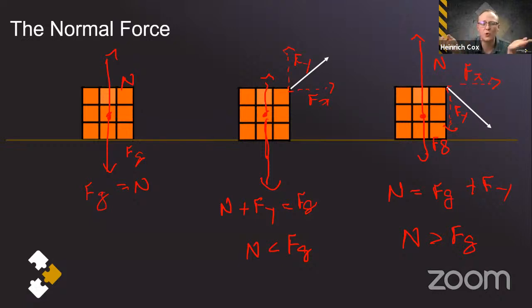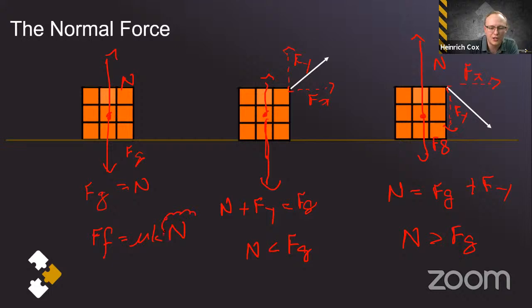Now, what's super important here is that you're able to link this to friction, right? So you know that the force of friction is equal to mu k, the coefficient of kinetic friction, multiplied by the normal force, right?